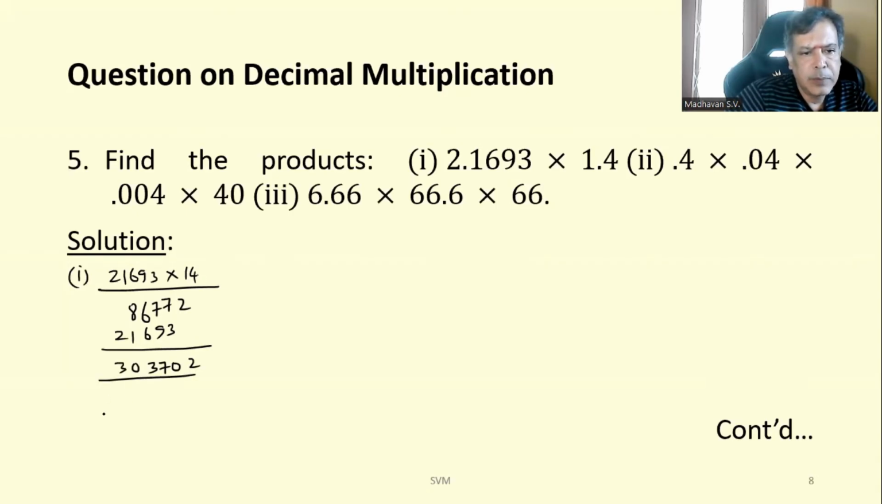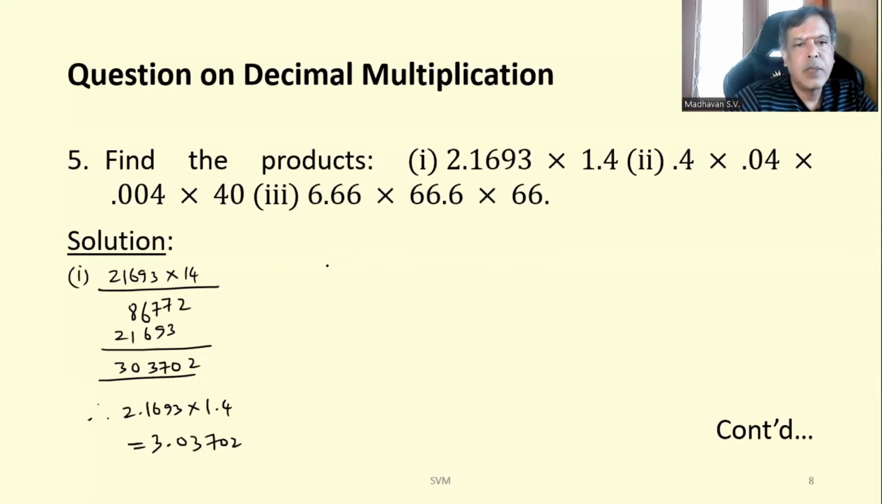So therefore, 2.1693 multiplied by 1.4 will be, see here we may notice the number of digits after the decimal point. Here it is 4, here it is 1, totally it is 5. That means we have to jump 5 digits, 1, 2, 3, 4, 5, which means the result will be 3.03702. That will be the first question, first part.